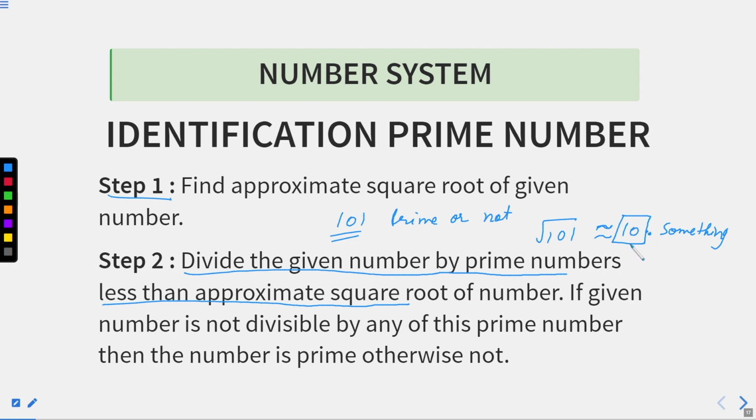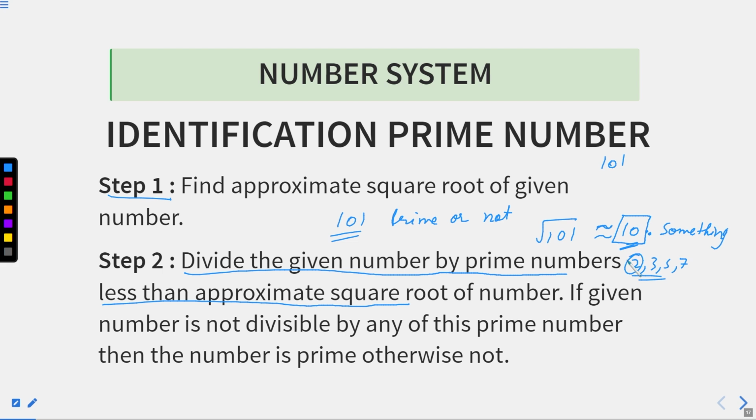So let's divide the original number 101 by the prime numbers less than or equal to the square root. First we have to list out the prime numbers less than 10. So 2, 3, 5, 7 are the prime numbers less than 10. Divide here means completely divides.